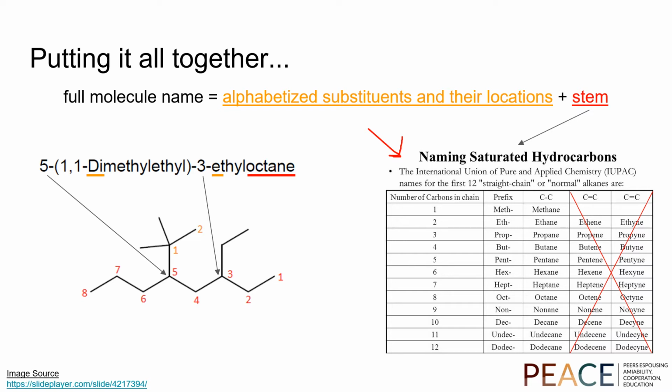If you didn't recognize it at first though, don't worry too much, as you can use the other method of naming it instead. In that case, it would be a dimethyl ethyl, and we'll go into more detail of how to do this in our worked examples.